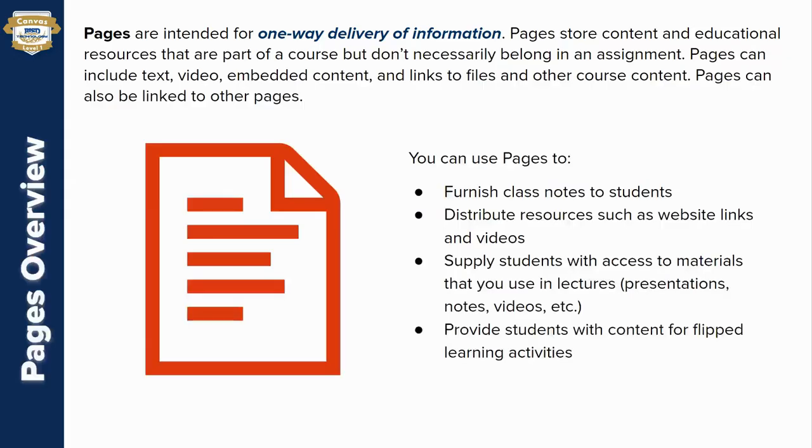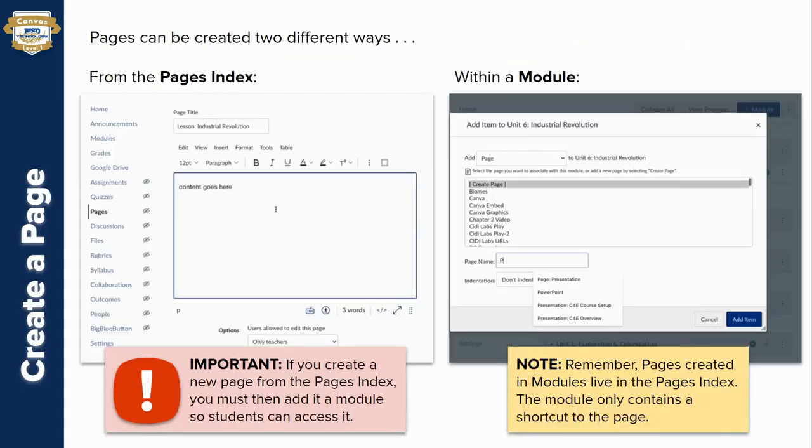Canvas pages serve as a one-way delivery method for content and educational resources that don't fit into assignments. Ideal for text, videos, and embedded content, pages can be linked to files, external sites, and other pages within your course. They're perfect for furnishing class notes, distributing lecture materials, and providing resources for flipped learning activities.